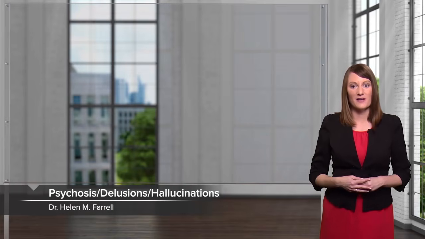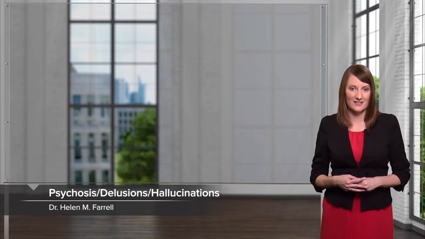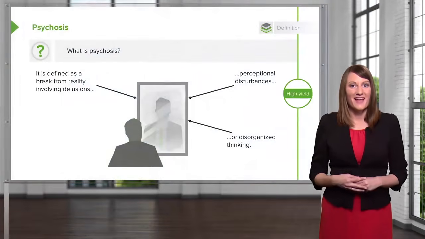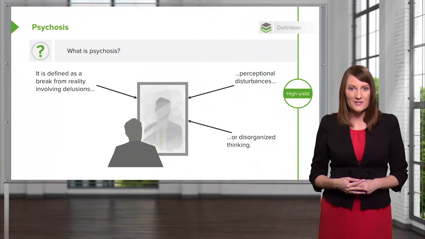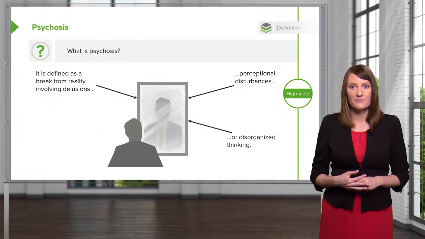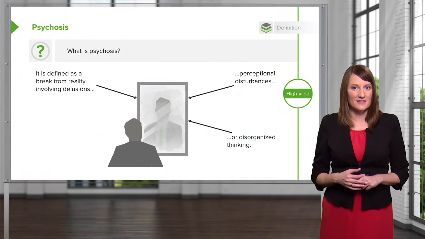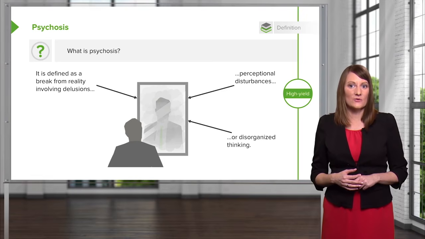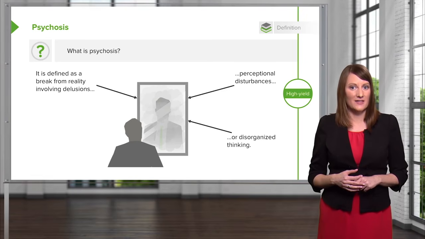We're going to talk about psychosis, delusions, and hallucinations now, otherwise known as the symptoms that fall under the spectrum of disorders that are known as psychotic disorders. Let's start with psychosis, and let's define it. Psychosis is a break from reality. It involves delusions, perceptual disturbances, and also disorganized thinking.